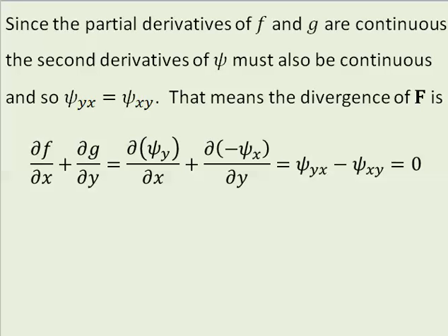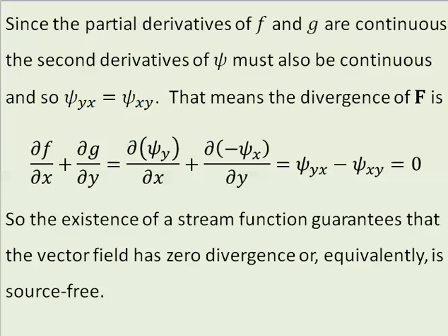Since the partial derivatives of f and g are continuous, the second derivatives of psi must also be continuous. So, the second derivatives have to be equal. That means the divergence of f is 0. Now, a divergence of 0 means what? That's correct. It means source-free. So the existence of a stream function guarantees that the vector field has 0 divergence, or equivalently, is source-free.